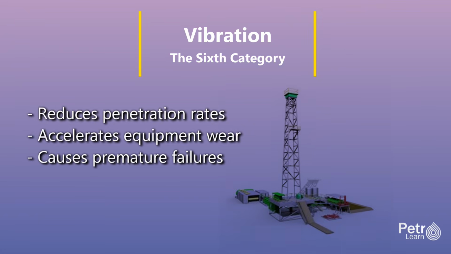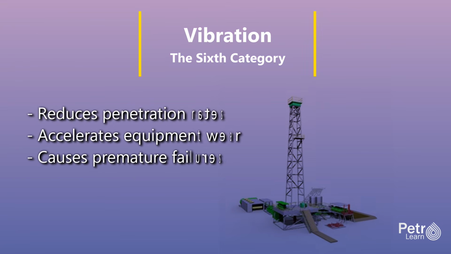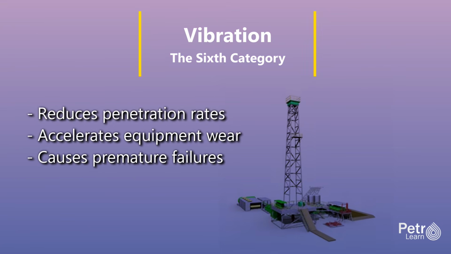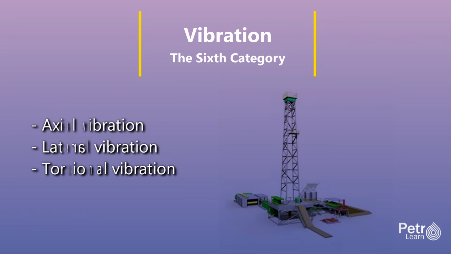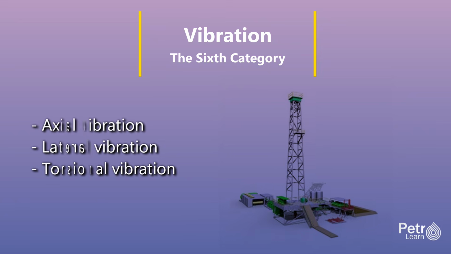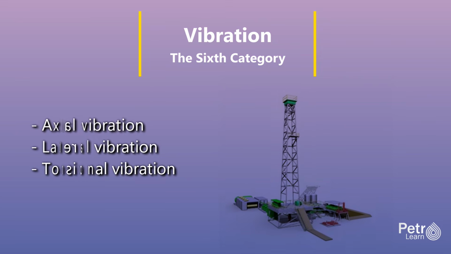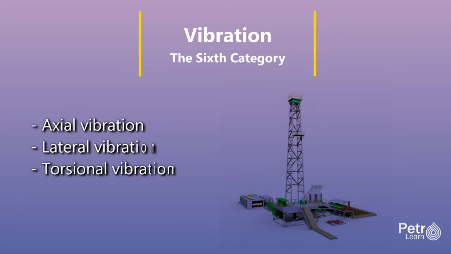Drill string vibration reduces penetration rates, accelerates equipment wear, and causes premature failures. There are three types of vibration. Axial vibration, or bit bounce, is vertical oscillation where the bit alternately drills and lifts off bottom. This occurs when drilling hard interbedded formations where penetration rate varies.